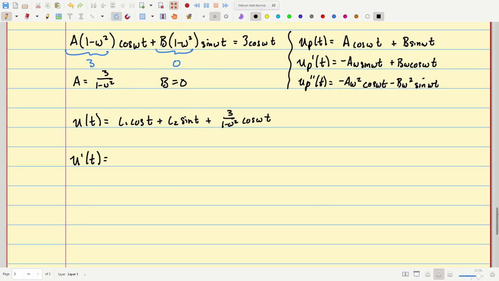We compute the derivative: negative C1 sine t plus C2 cosine t plus 3 omega over 1 minus omega squared. This is negative, and then sine omega t. Does that make sense? Okay.